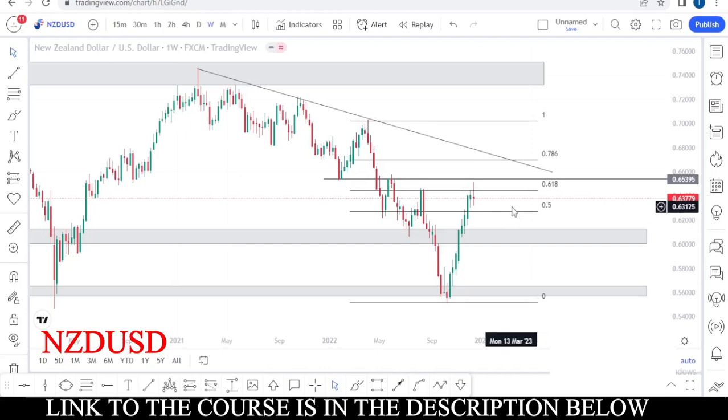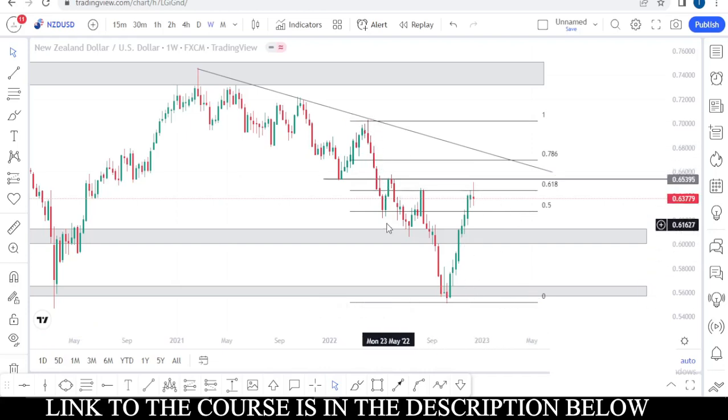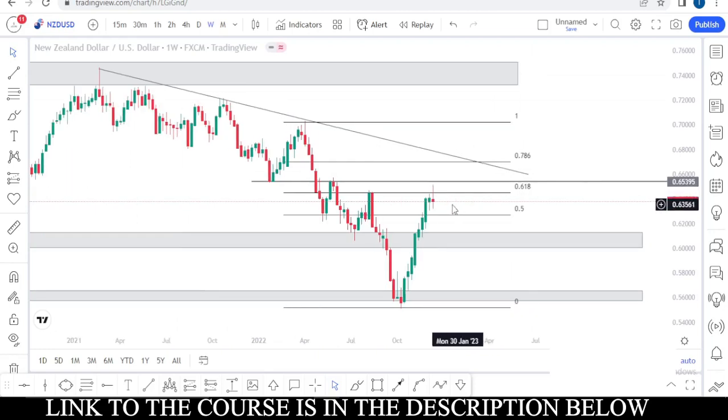NZDUSD on the weekly time frame. If you look at this zone to this zone, I've plotted my Fibonacci retracement level, and price has created a doji. I like to call this a doji. I know some people will argue this, but to me, I regard this as a doji candlestick, an indecision candlestick, because if you look at this zone, there was a bullish momentum here, then here it got smaller, and then here we got a red candle, which is a doji candle.